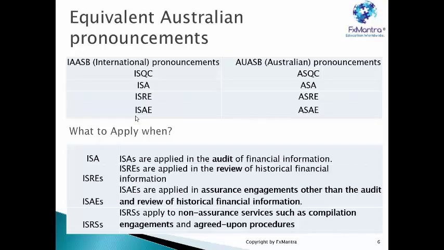Okay, so now we understand the Australian framework, and we have already seen that ISAs are applied to the audit of financial information, ISREs are applied in the review of historical financial statements, and for any other assurance engagement in which we are not dealing with historical information, we put ISAEs. For non-assurance services, when we give consultancy or bookkeeping, we are not providing any assurance to the client. It is just a related service, so we apply ISRSs.